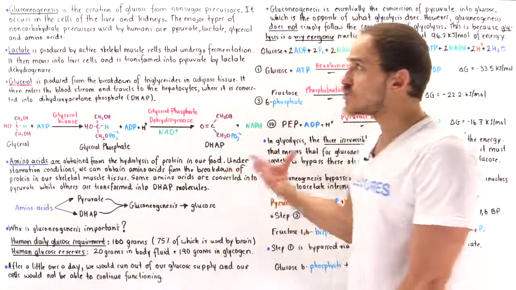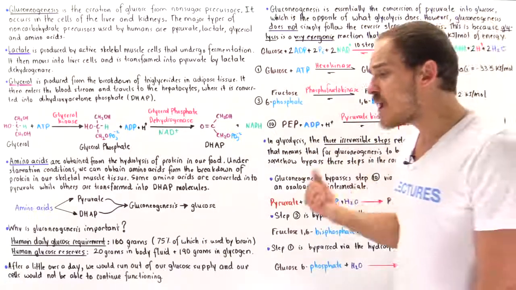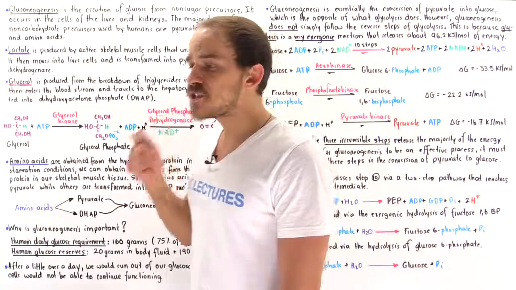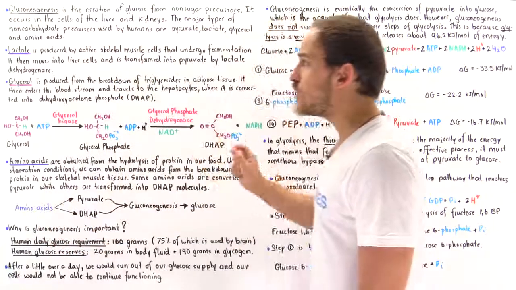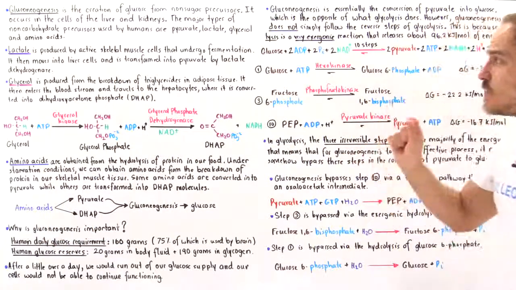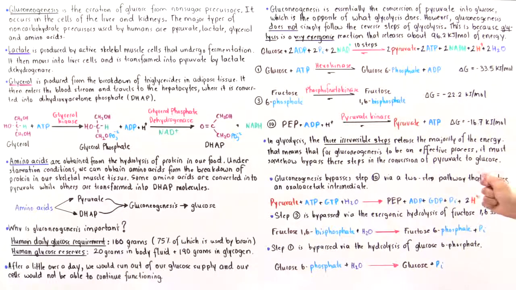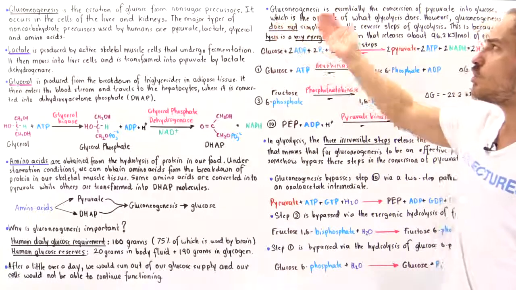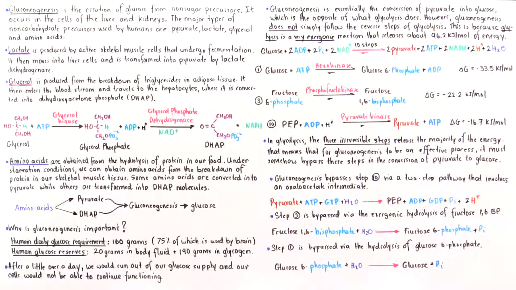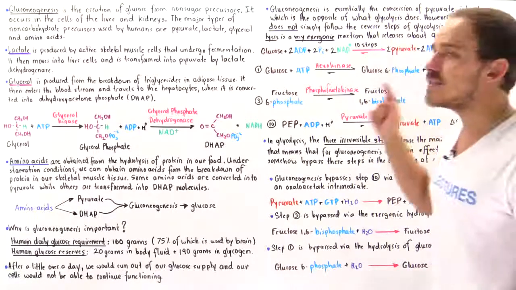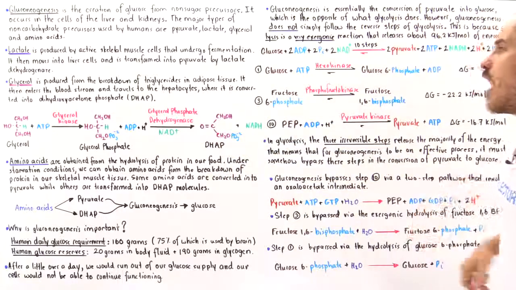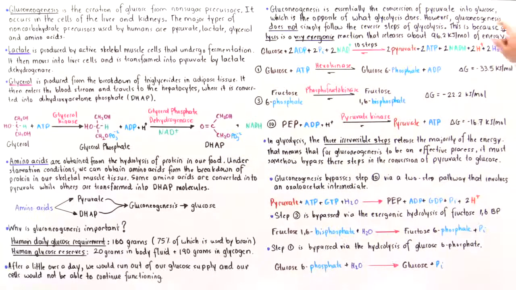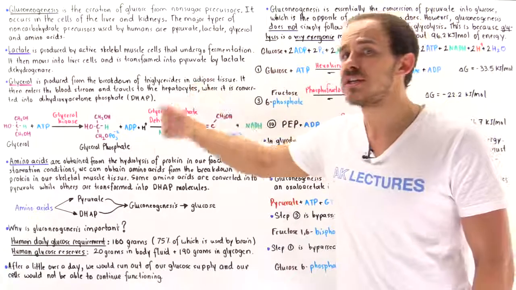And so what that means is gluconeogenesis would be a very, very inefficient and expensive process. And so gluconeogenesis, for that reason, cannot be simply the reverse of glycolysis. So once again, gluconeogenesis is essentially the conversion of pyruvate into glucose, which is the opposite of what happens in the process of glycolysis. However, gluconeogenesis does not simply follow the reverse steps of glycolysis, and this is because glycolysis is a very exergonic process.